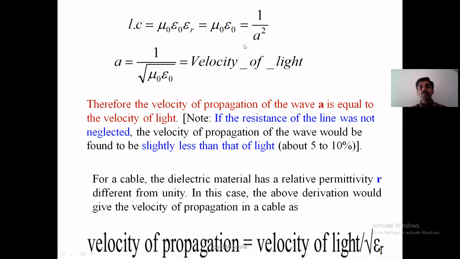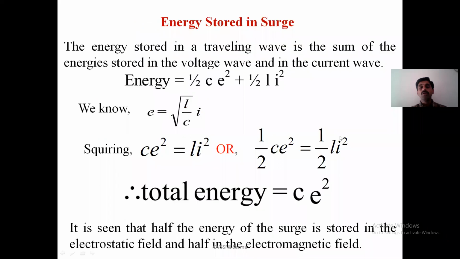So energy stored in the surge. What is the energy stored in the surge? Half CE square plus half LI square. Sum of energy stored in the voltage wave and in the current wave. So therefrom you can write E is equal to square root of L by C into I. So CE square is equal to LI square.